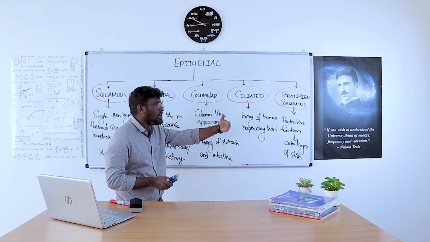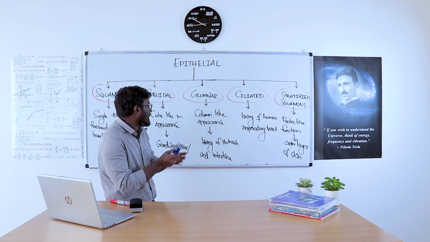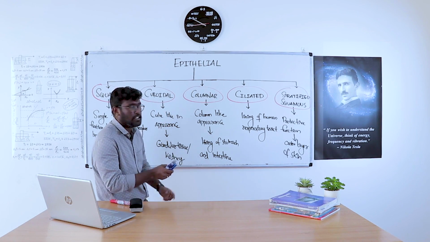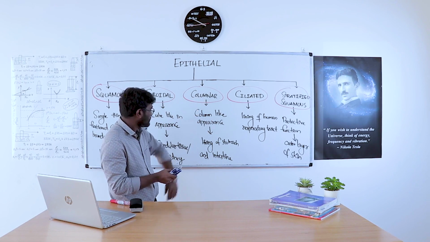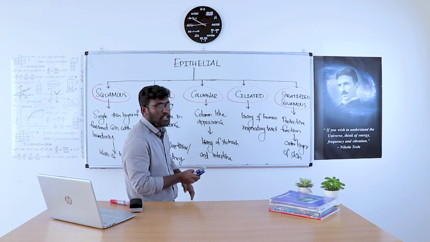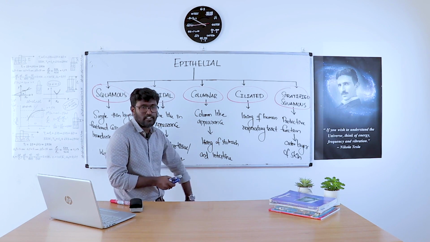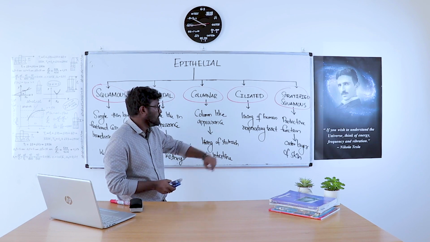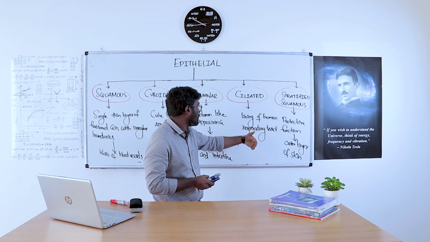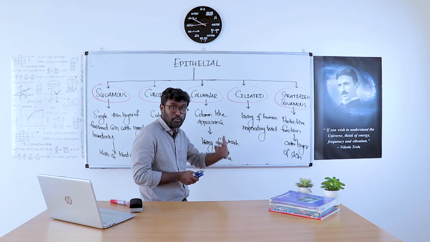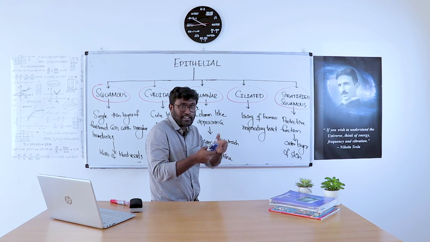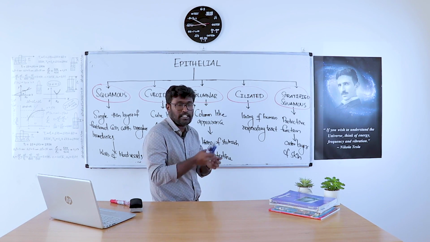Next one is columnar epithelial tissue. That is a column-like appearance, with more width than cuboidal. The lining of the stomach and intestine has columnar epithelial tissue. Then the lining of the human respiratory tract has ciliated epithelial tissue.